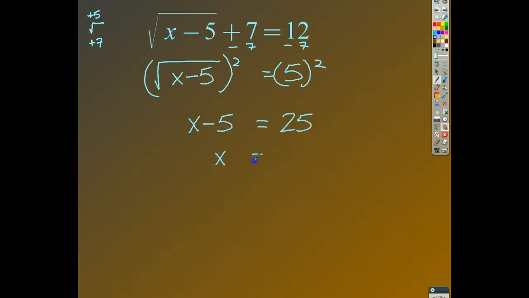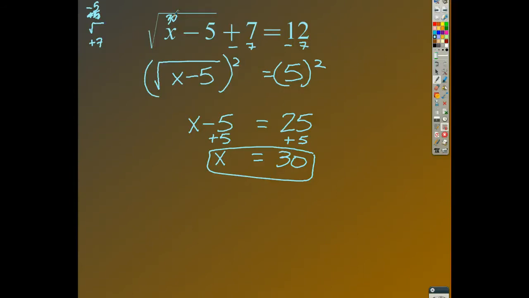Oops, sorry, that should have been minus 5. Now we'll add 5. I got confused myself there. Add 5, and we'll get 30. So x is equal to 30. Well, let's test it. 30 minus 5 is 25. The square root of 25 is 5, and 5 plus 7 is 12. Perfect. Looks like it works to me.